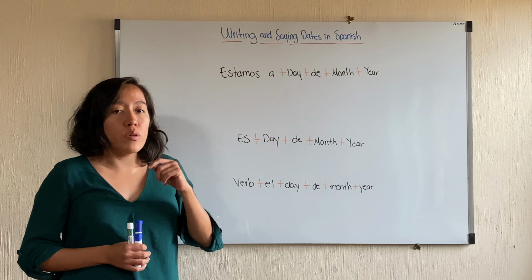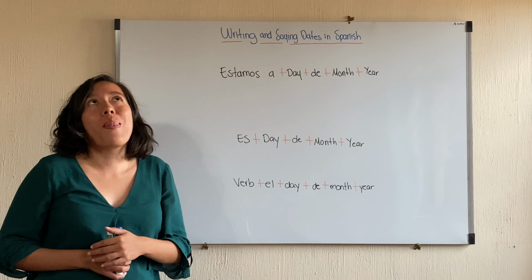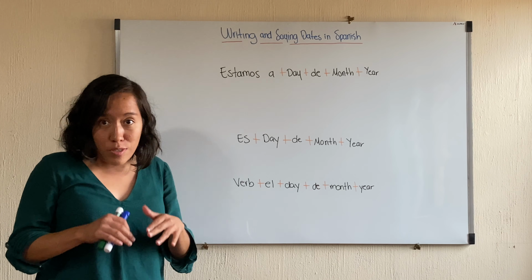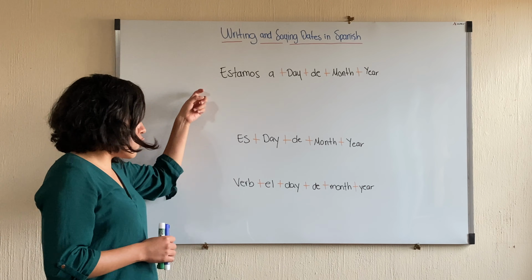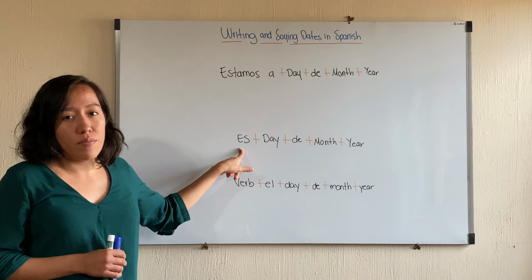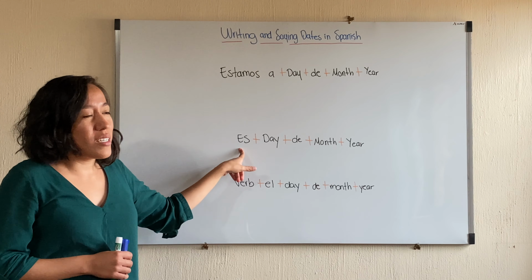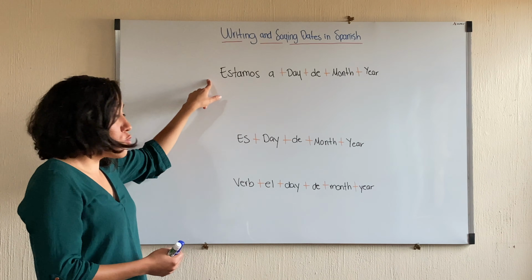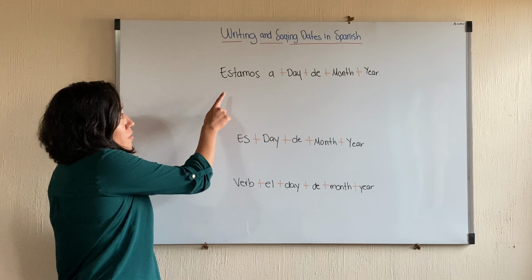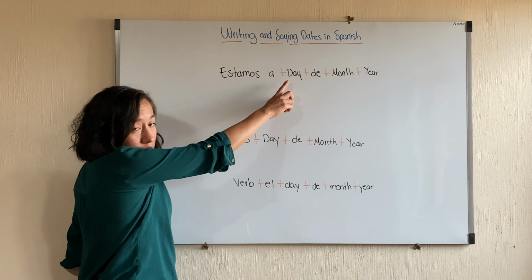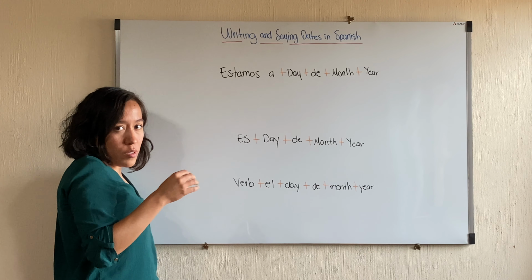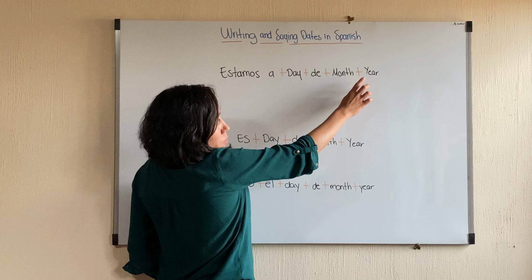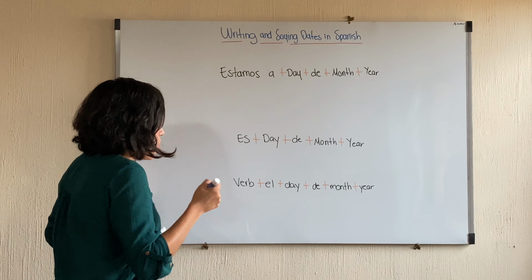For example, when we want to say today's date, we can use these two formulas, estamos y es. This one is a little bit more formal and is not as common. If you really want to sound like a native speaker, you should focus on this one. So check the elements. Estamos a day, and remember this can be a number, the day's date, or the day of the week. De plus month plus year. Let me give you an example.